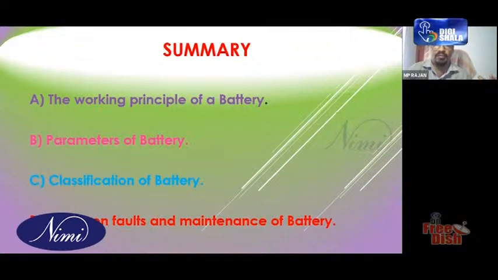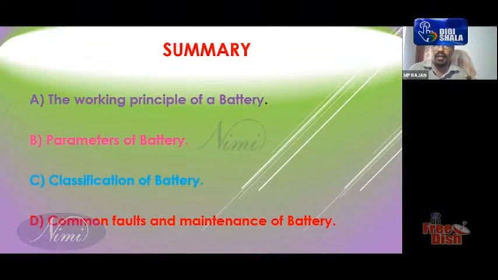So we have seen the working principle of a normal battery, how it works, what is the chemical reaction taking place, and what are the parameters pertaining to a battery. Then we have seen what are the different types of class battery and their advantages and disadvantages. And lastly, we have seen what are the common faults occurring in the battery. We should know as a technician, and what are the maintenance required for the battery, because battery is the one part which requires constant maintenance in our solar power system. Okay.